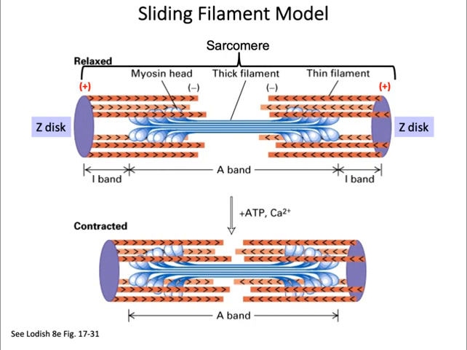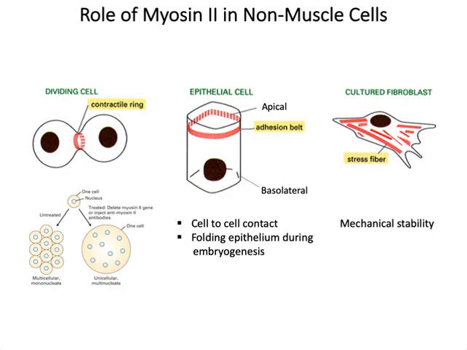This is just one sarcomere, but you can just imagine the hundreds of thousands of sarcomeres lined up end to end in a coordinated fashion, and this is what confers the contraction of the muscle cell and the muscle. That is an important and well-characterized role of myosin 2, but I don't want you to get the impression that myosin 2 only functions in muscle cells.